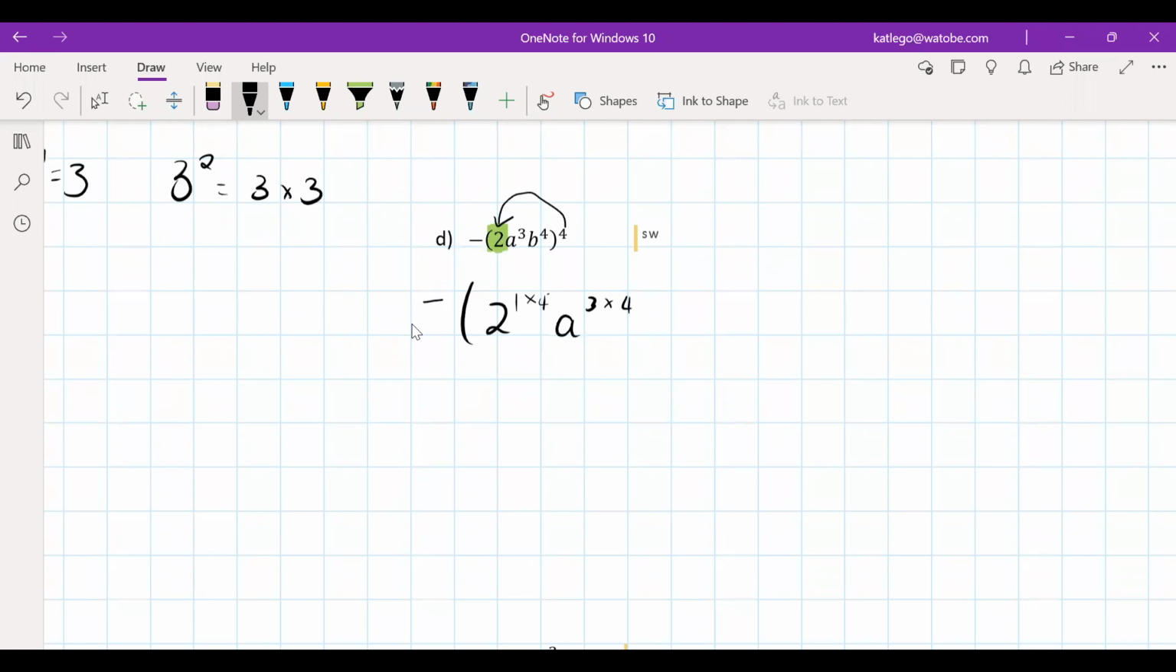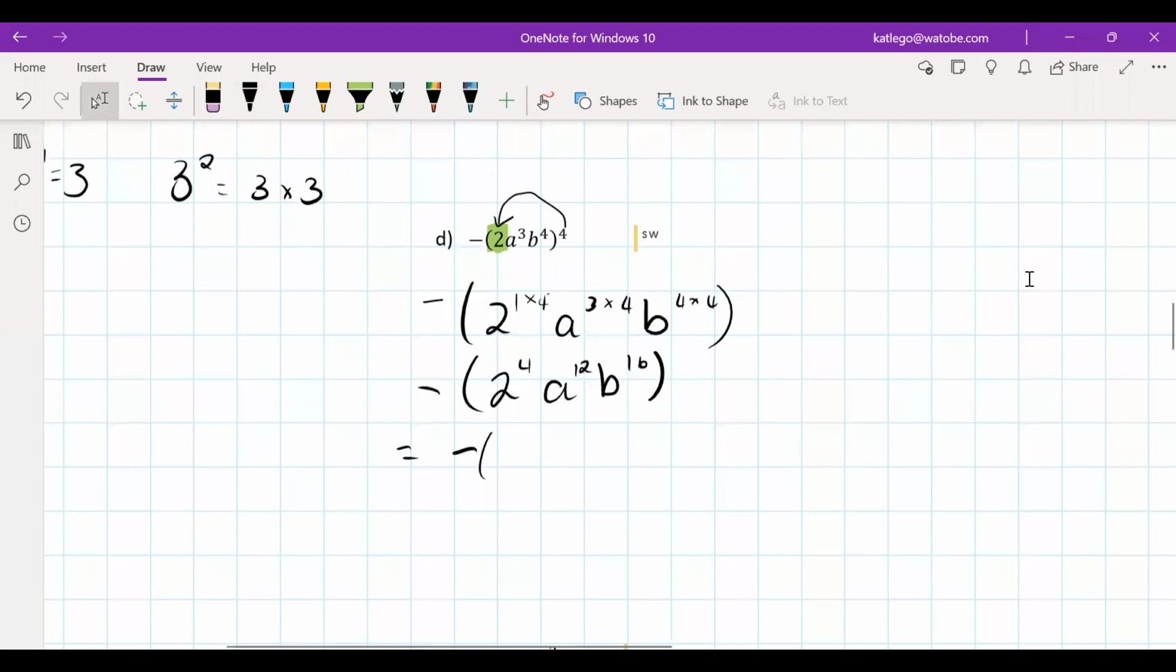So 3 times 4, then b 4 times 4. We're going to have a 4, negative outside. 1 times 4 is how much? It's 4. And then a, you said to the exponent of 12. It's 12. And b, it's 16. Okay, equals. How much is 2 to the exponent of 4? You say 2 times 2 times 2 times 2. 2 times 2, it will be 16.